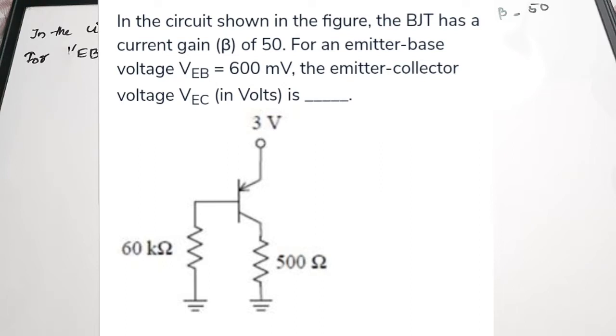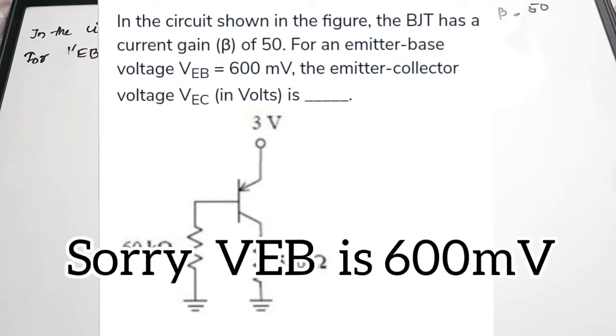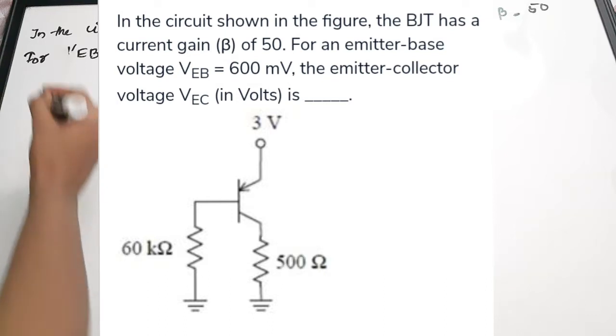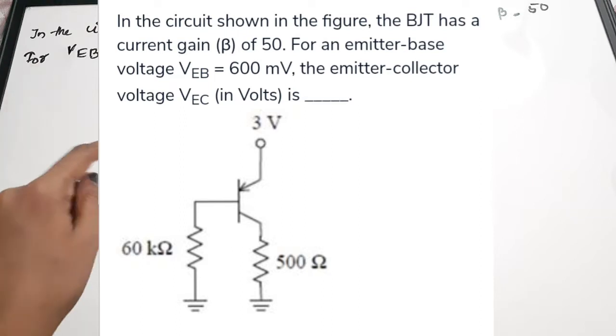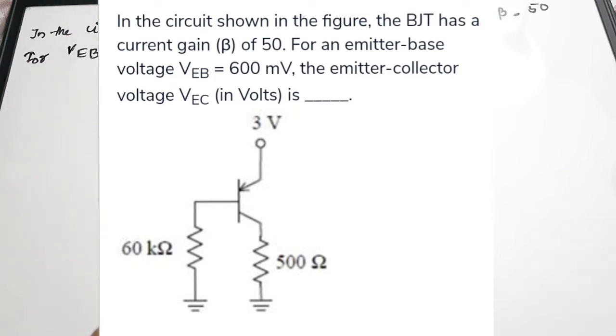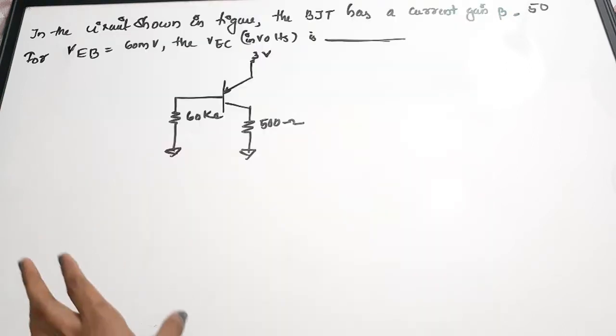50. Beta is the common emitter current gain, that is 50, and VEB equal to 60 millivolt, or you can say it is 0.6 volt. Emitter to base voltage VEB equal to 0.6 volt. VEC in volts is dash. We need to find the emitter to collector voltage.